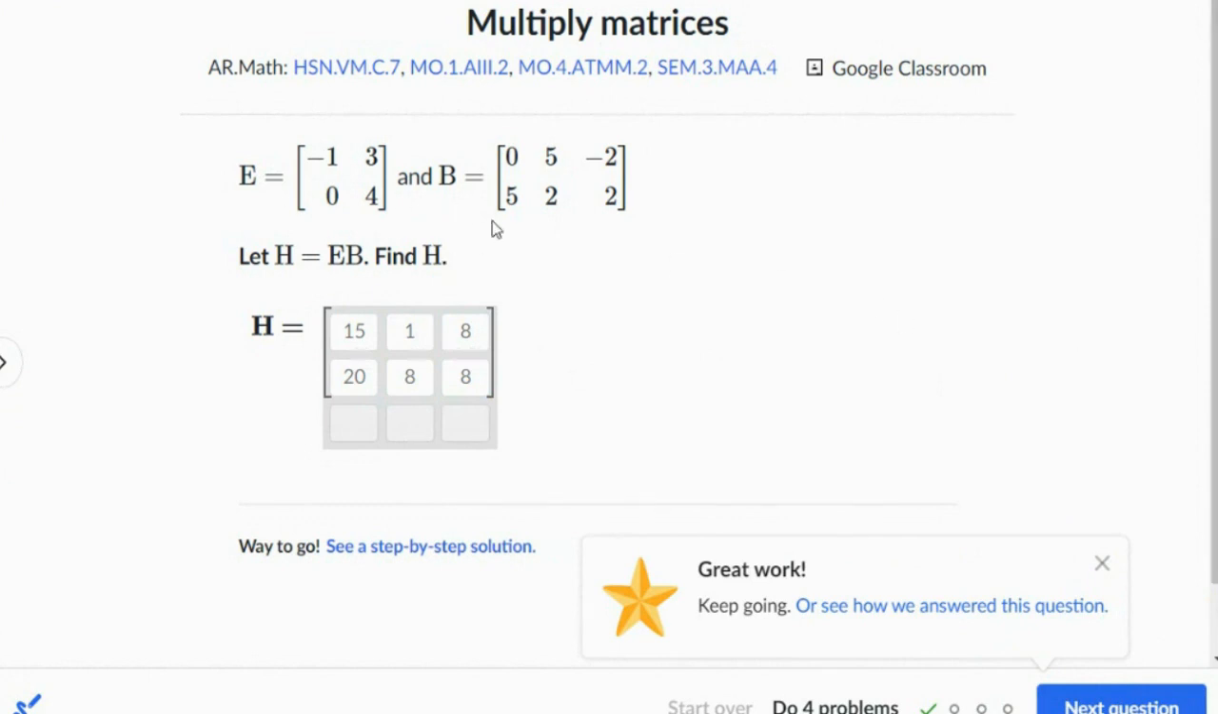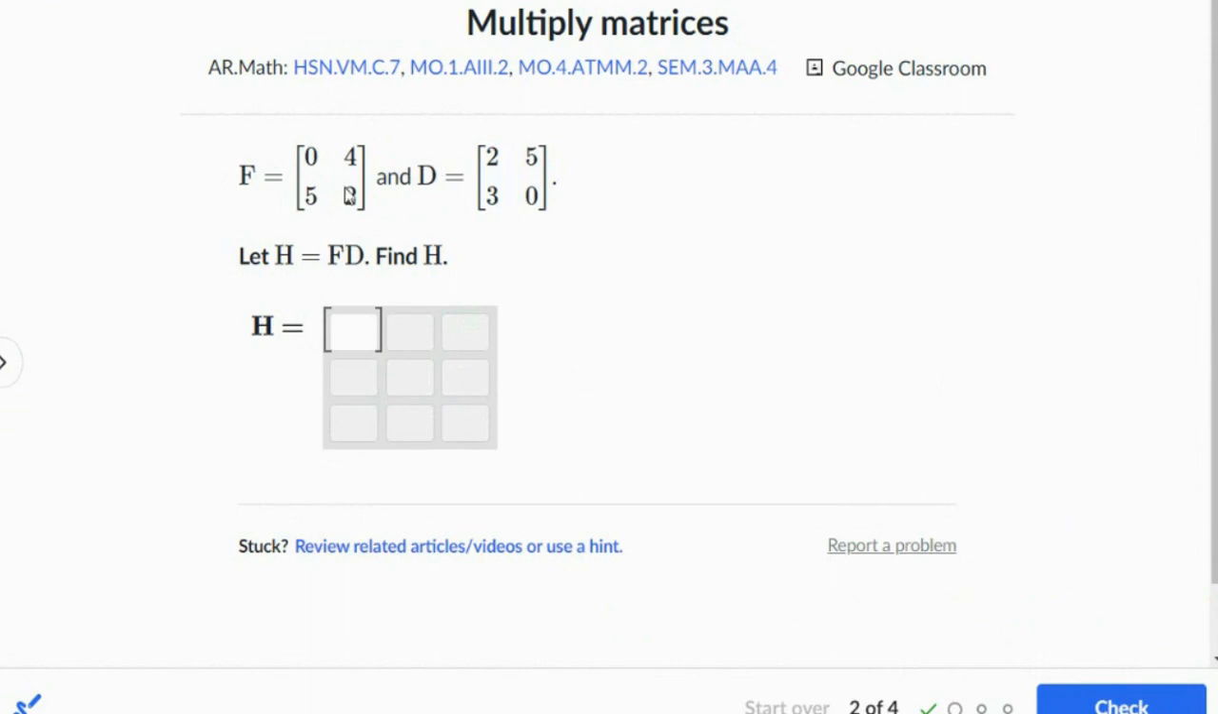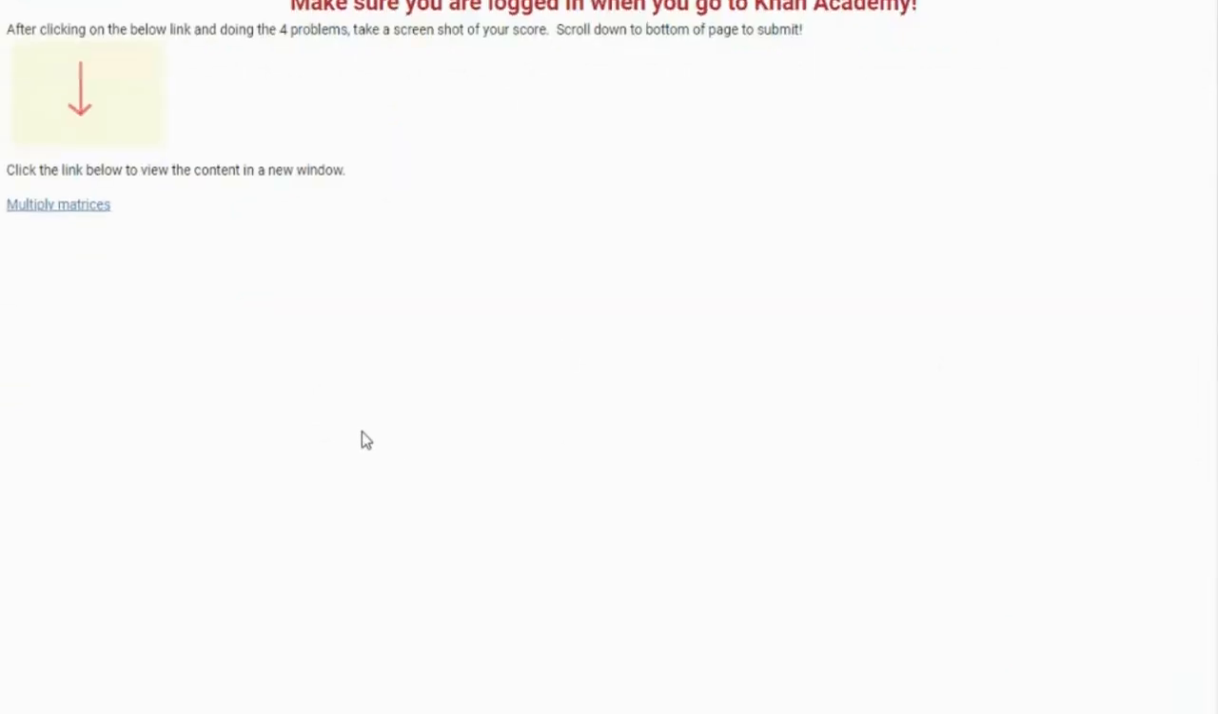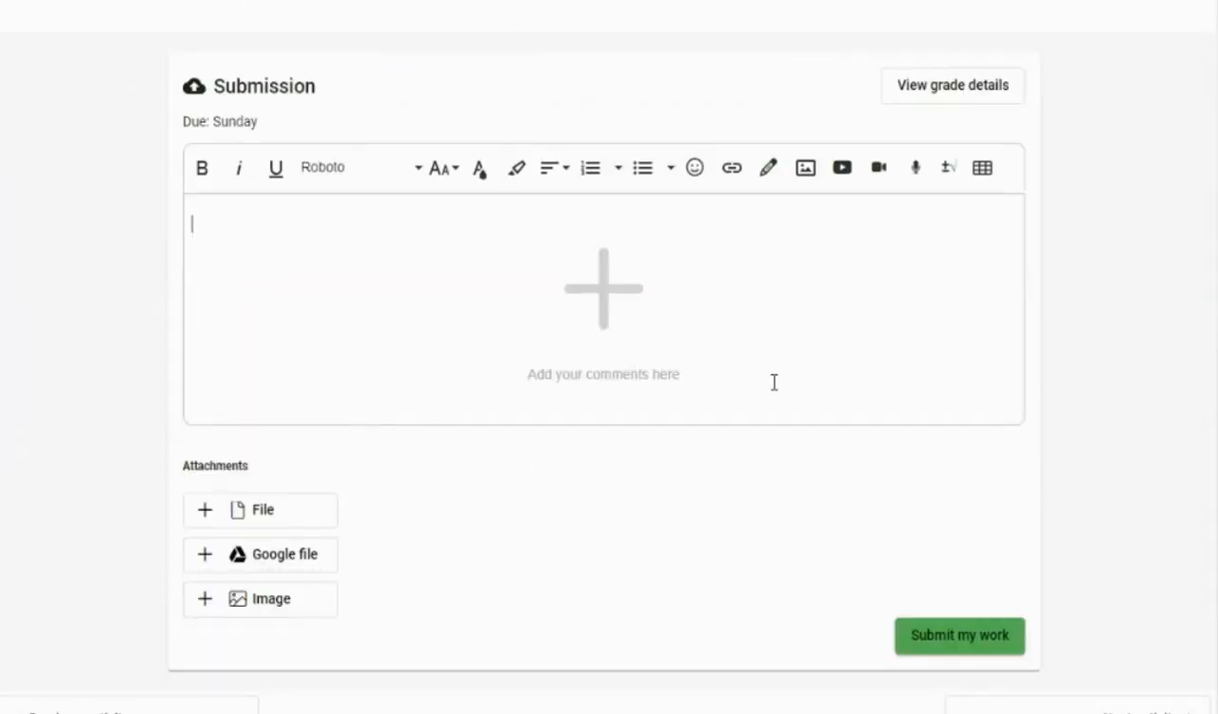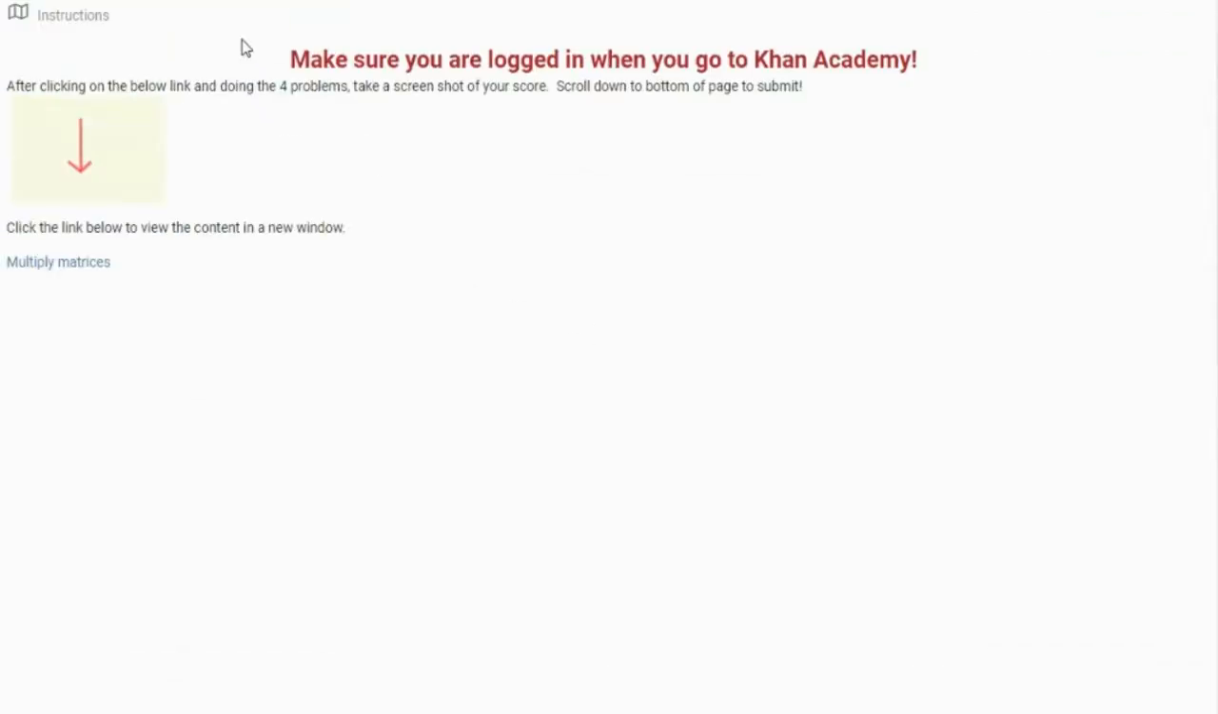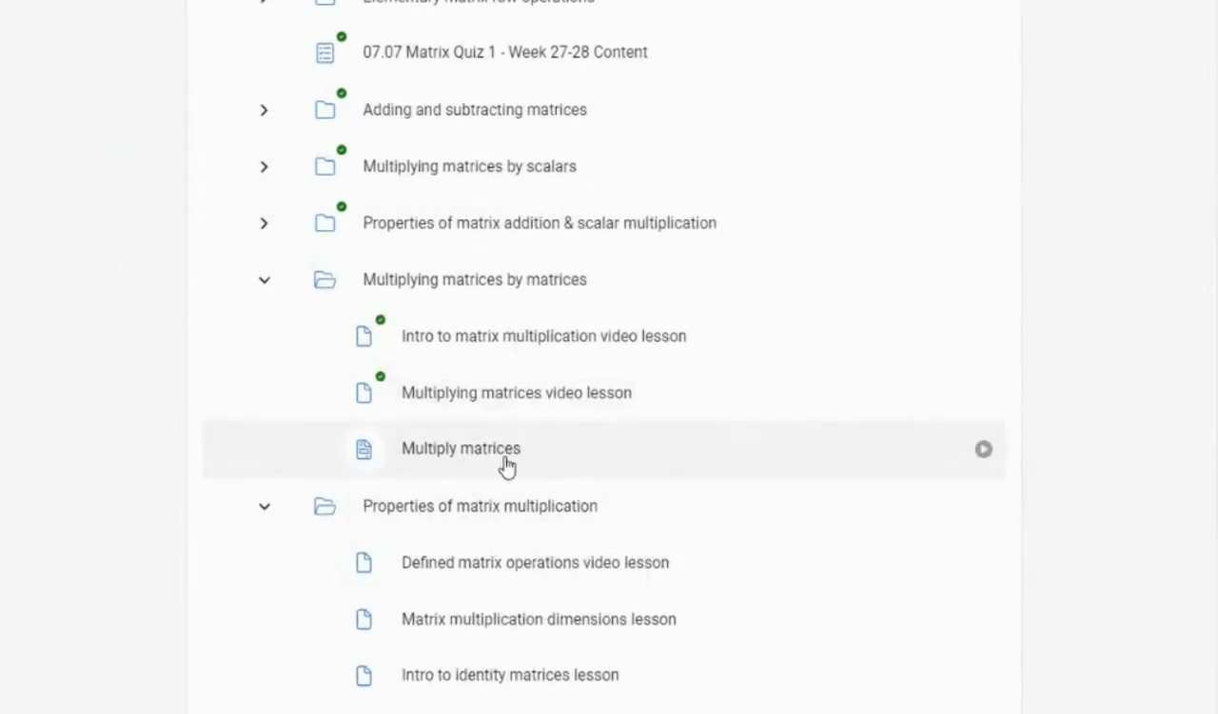Now, again, you'll have different ones because it randomizes for everybody. But you go through the exact same process I just did. Now it's got a 2 by 2 multiplied by a 2 by 2. So you know those will multiply because the middle numbers are 2s, and you're going to end up with a 2 by 2 as an answer. All right, I'm not going to continue through all of those, but when you get your score, take a screenshot and paste it in there. And that is the first assignment for this week, multiply matrices.